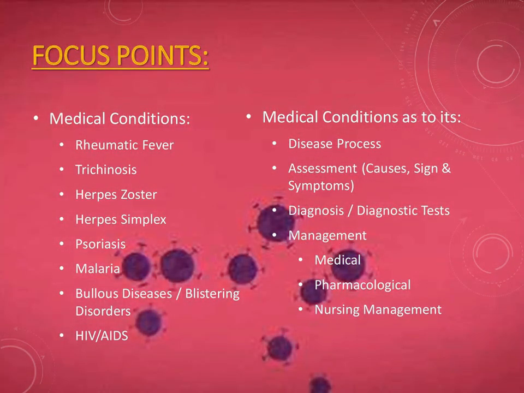For the main bulk of this module, we will be focusing on the following conditions: rheumatic fever, trichinosis, herpes zoster and simplex. We also have psoriasis, malaria, bullous diseases or the blistering disorders, and lastly, we'll be having HIV and AIDS. For each of the conditions, we'll be discussing the disease process, how to assess the different conditions, how to diagnose, and most importantly as nurses, how to manage these conditions.